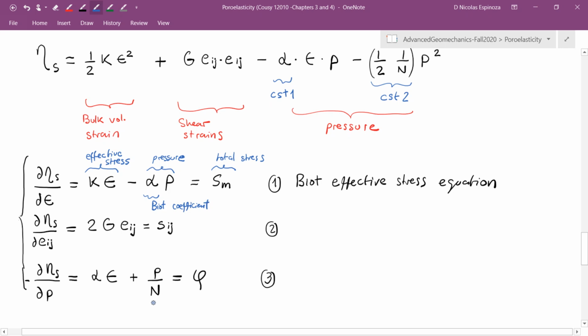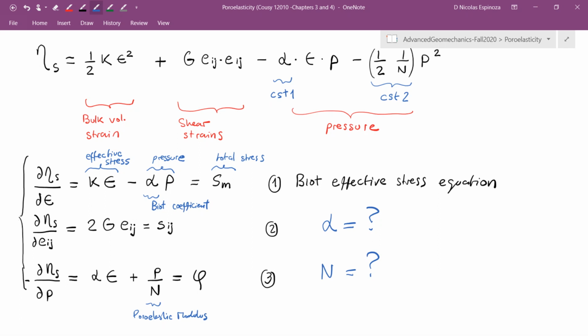What you should notice now from these equations is that these two coefficients, where this one is called the poroelastic modulus, are two new coefficients that we didn't have so far. And so that's something that we're going to have to determine. For example, we know what K is. K is the bulk modulus, and we know how to measure that. We know what G is. G is the shear modulus. But now we have these two new coefficients or material parameters, which are alpha, which we don't know what that is yet, and also N. And we don't know what that is too. And what we're going to do next is to find out what those two are. All right, so let's go ahead with that.